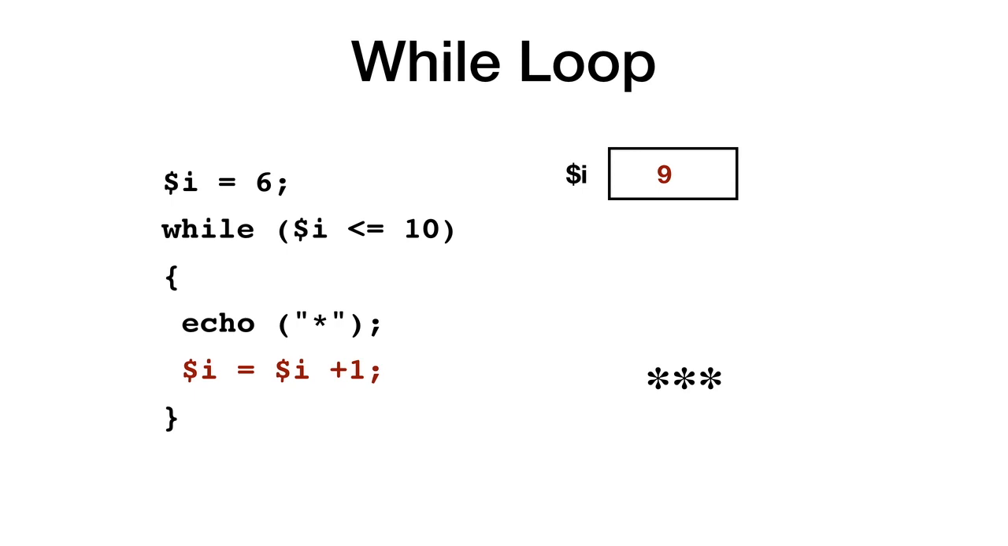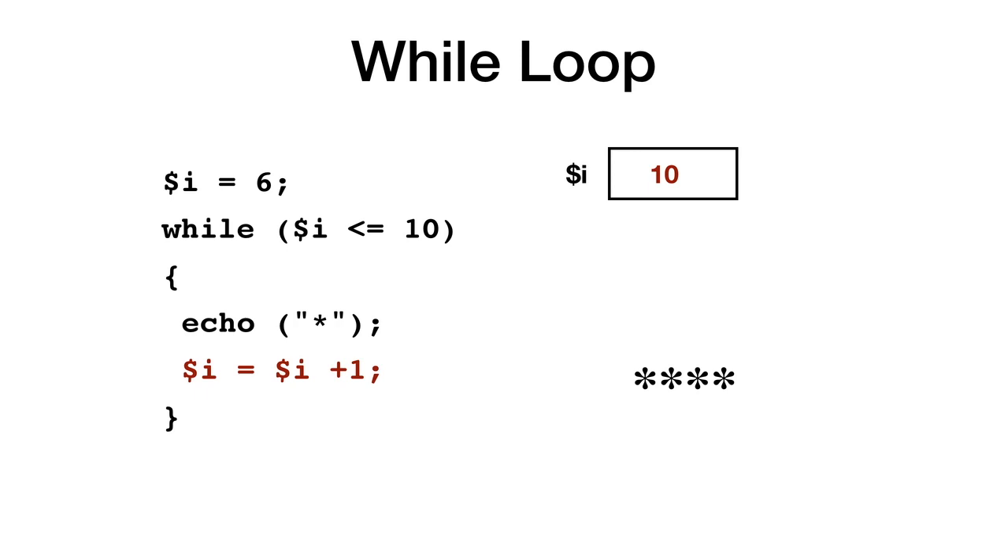We've come to the end of the loop, so we're going to hop back up and do the test again. Is I less than or equal to 10? Yes, that's true. So once again, we're going back inside the loop. We have another star output here. The next line says I gets I plus 1. So now I is equal to 10.